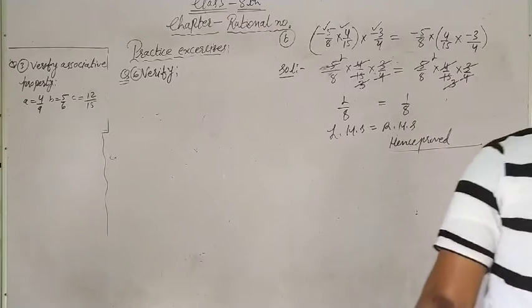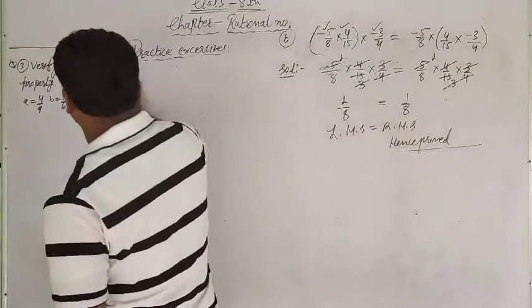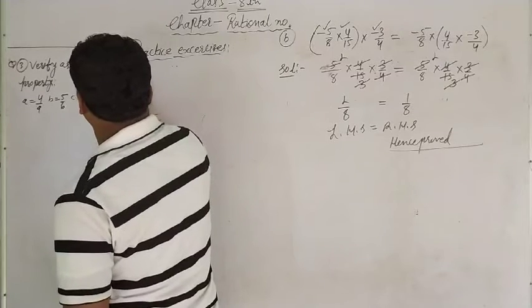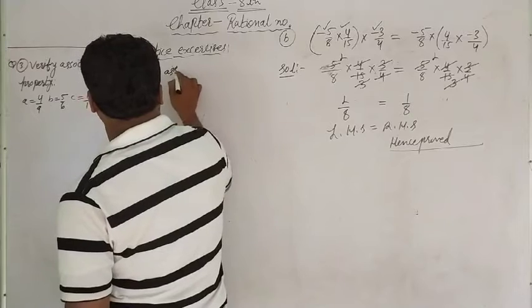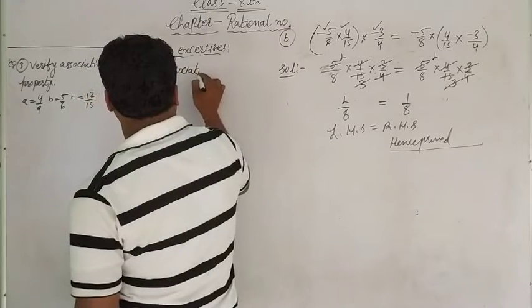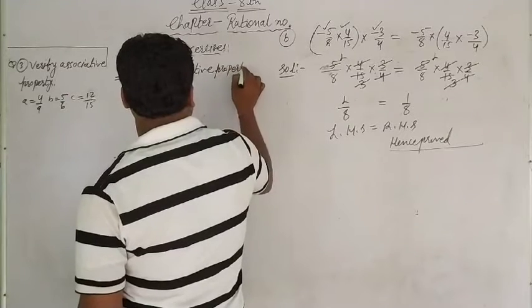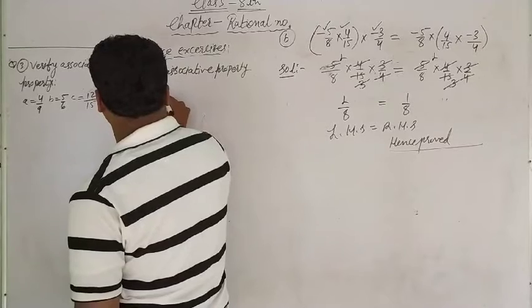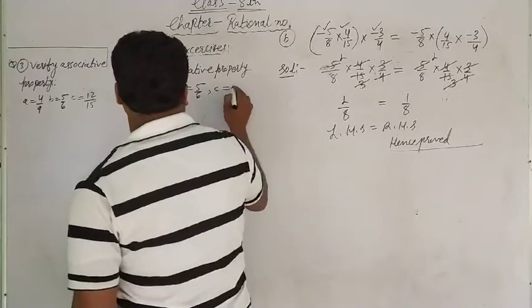One more question is there. Look, next question: verify the associative property. What are the things given? A is equal to 4 upon 9, B is equal to 5 upon 6, C is equal to 12 upon 15.